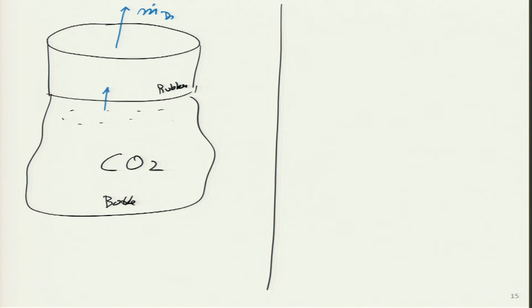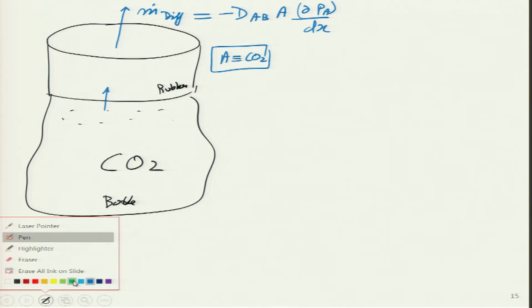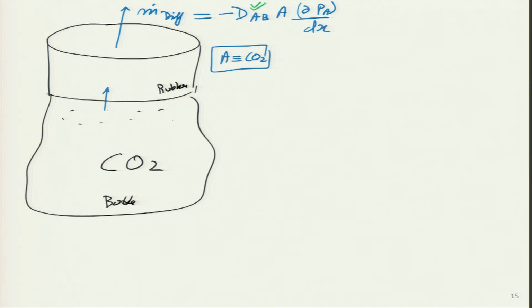If it is steady state, then I can directly write that particular m dot diffusion equation I already know. That equation will be DAB into area into d rho A by dx. Here A is essentially CO2. Now DAB value of CO2 in rubber is known to us. That value we will obtain from certain tables.